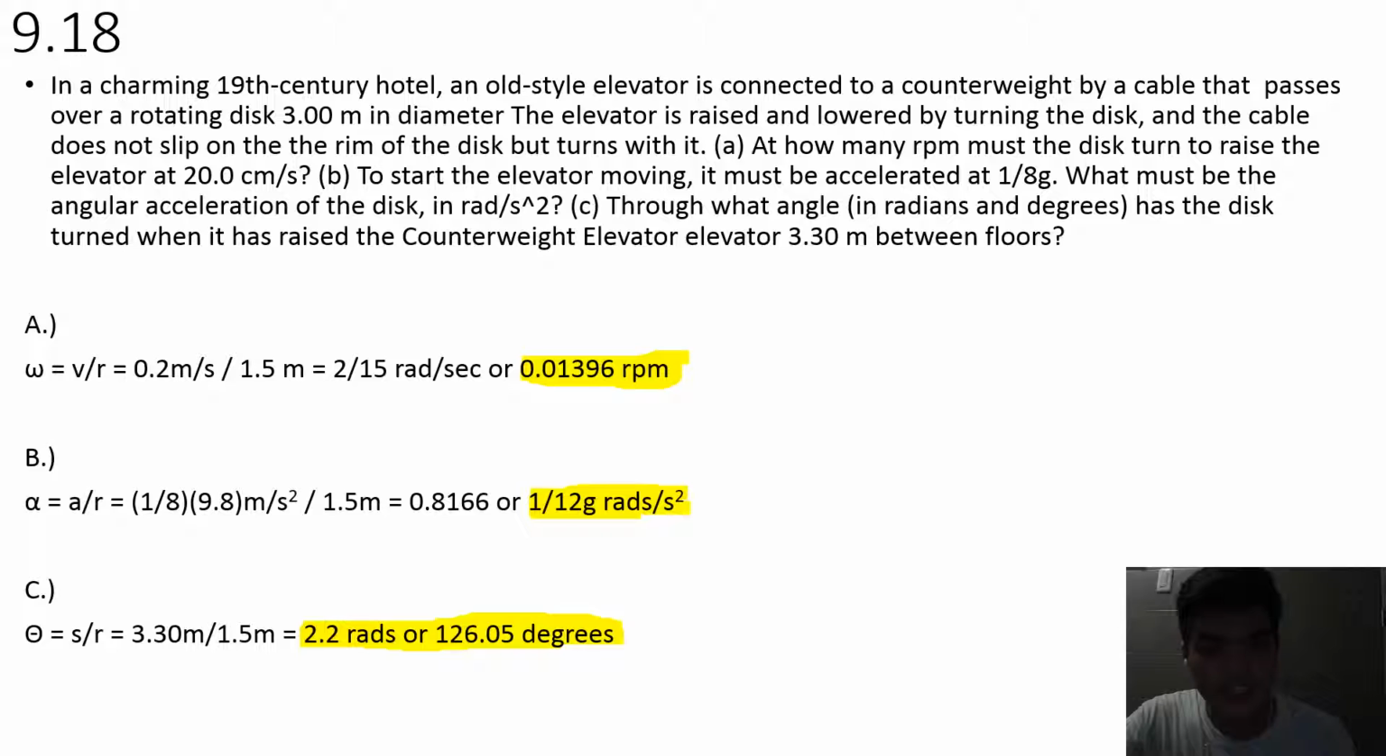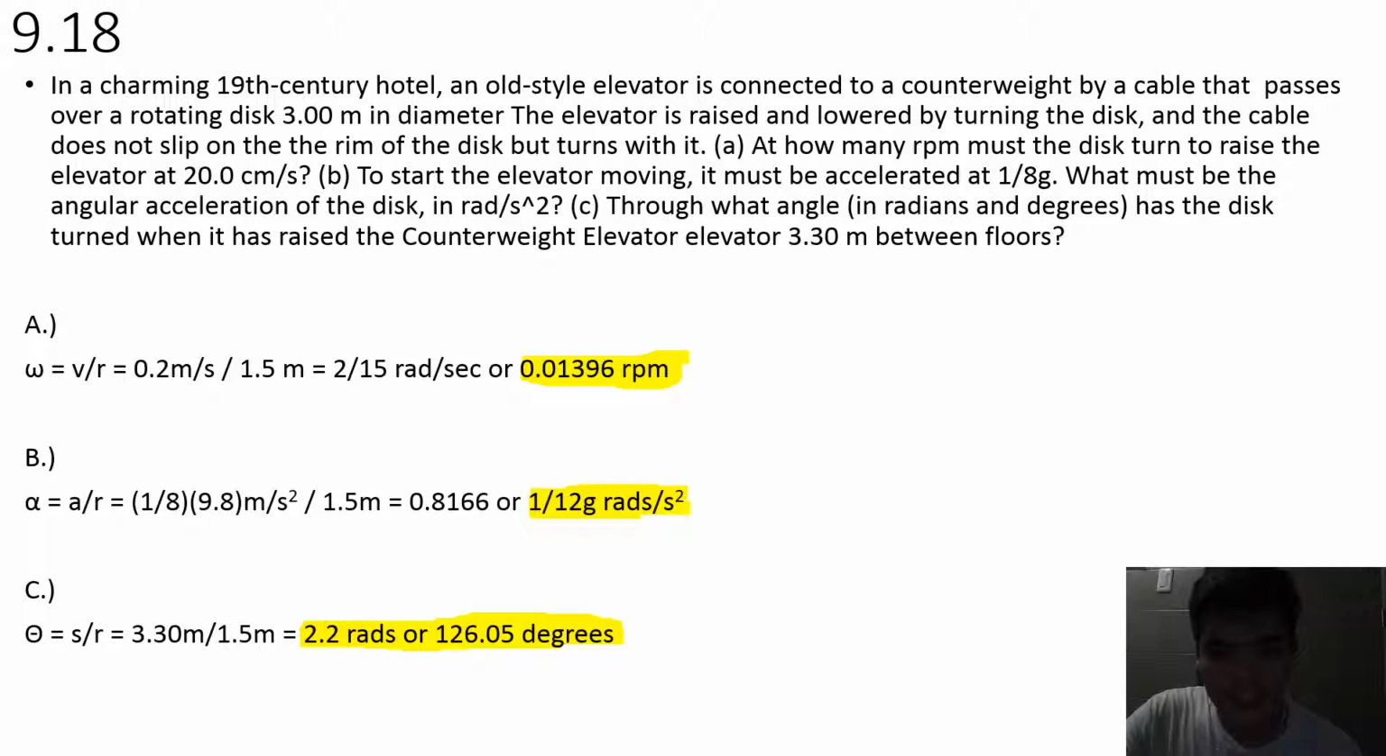What must be the angular acceleration of the disk in rads per second squared? The formula for angular acceleration is just linear acceleration over radius. Given that the linear acceleration is 1 over 8 g or 9.8 over 8, over 1.5 meters, this will give us an answer of 0.8166 rads per second squared or 1/12 g rads per second squared.